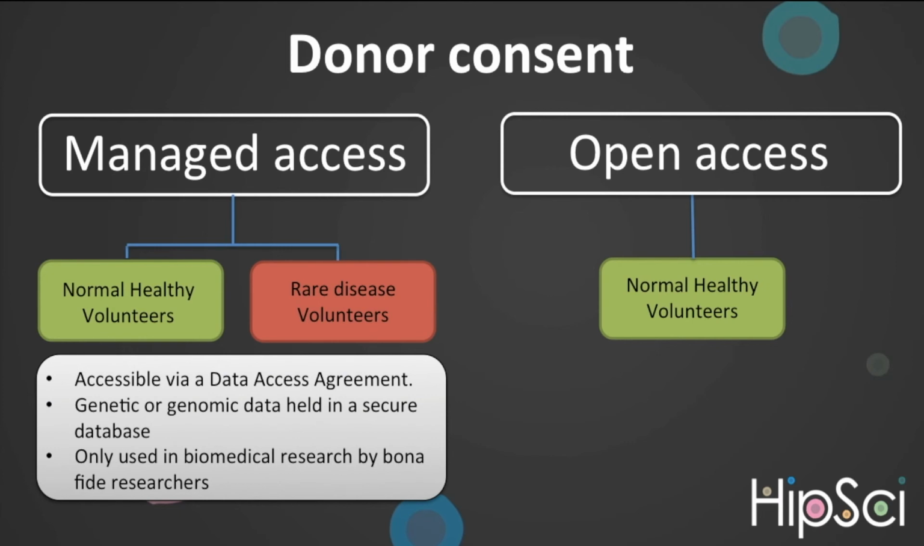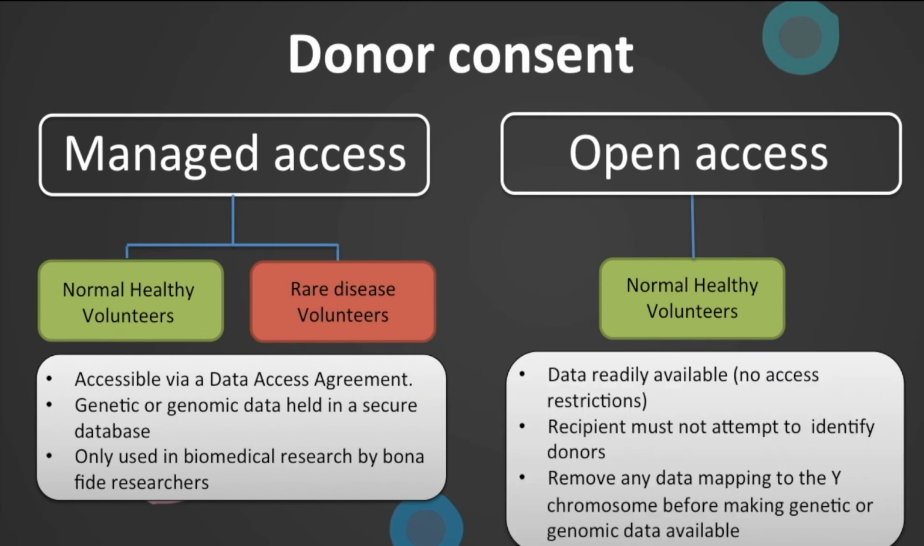For the managed access cell lines, the recipient agrees that any genetic or genomic data it generates from the use of the cell lines will be held securely and only used in biomedical research. The data must only be made available to third-party researchers under a data access agreement at least as stringent as the data access agreements for data from the same cell line submitted to the EGA by Sanger.